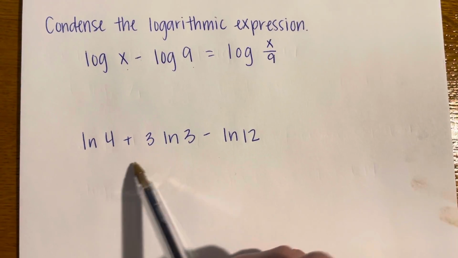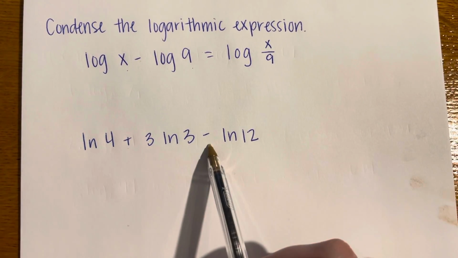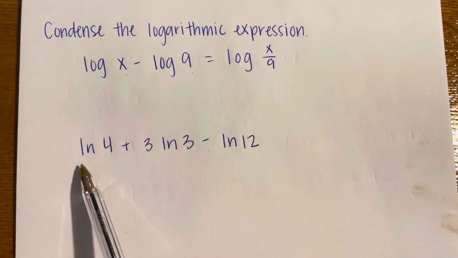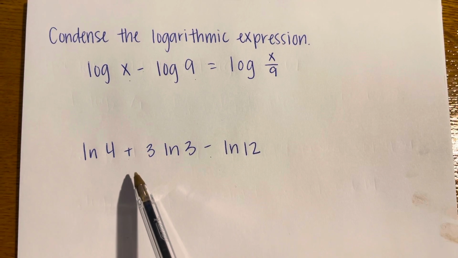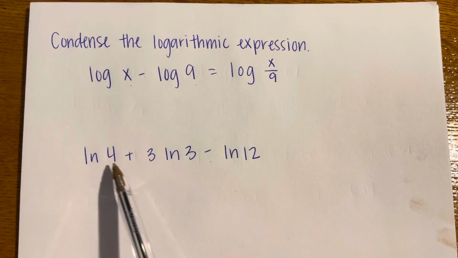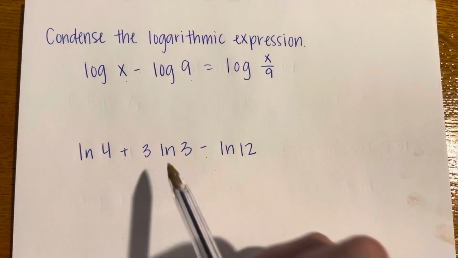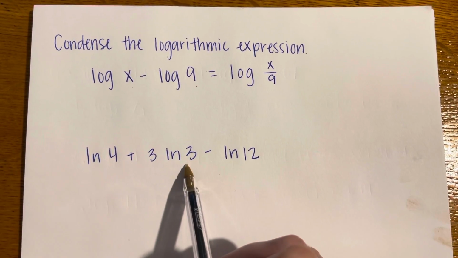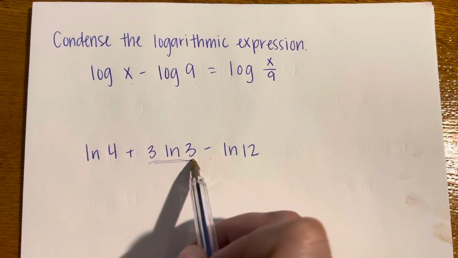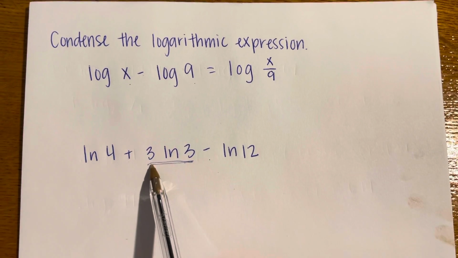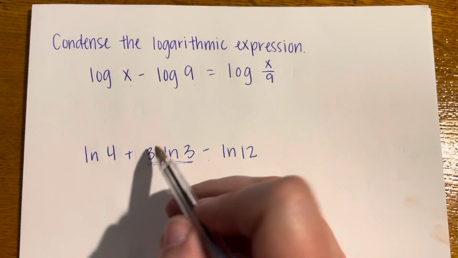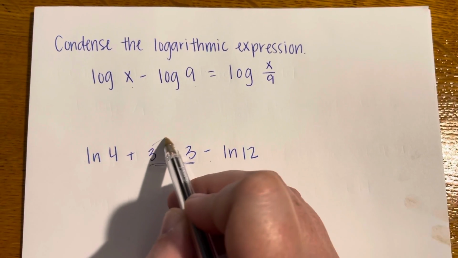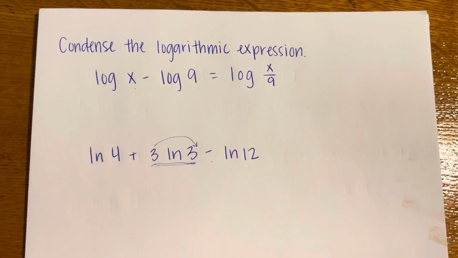Same thing for this one. Because I just have pluses and minuses, you're going to start doing left to right, just like you would for any normal order of operations. Let's do this one first. The reason that I want to do this one first is because it has the power property, and I know that because it has a number out front. So what you do with this one is take this number, and it's going to become your exponent.